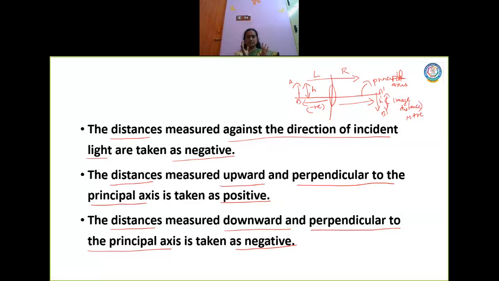So all these 6 rules you have to be very, very thorough. Only then will you be able to solve the problem. Okay, let me explain this with one example, children.